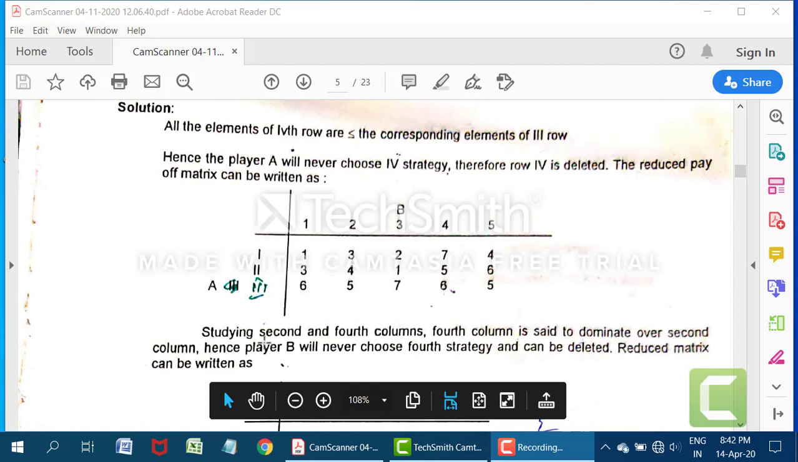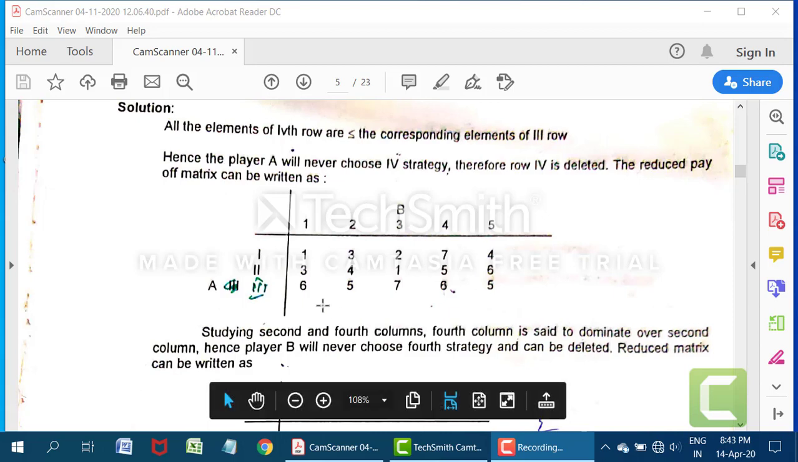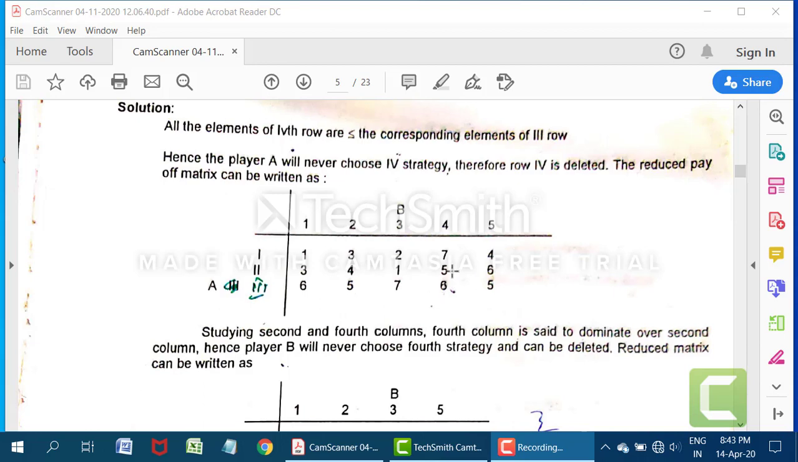If you see, is any row now dominating? Studying the second and fourth columns, now no row is dominating. 3, 4, 1: here it decreased again. 3 greater than 1, 4 greater than 3, 1 less than 2. So here, which can dominate? Here 6 compared with this: 6 greater than 1, 5 greater than 3, 7 greater than 2, 6 not greater than 7. So no row is dominating.